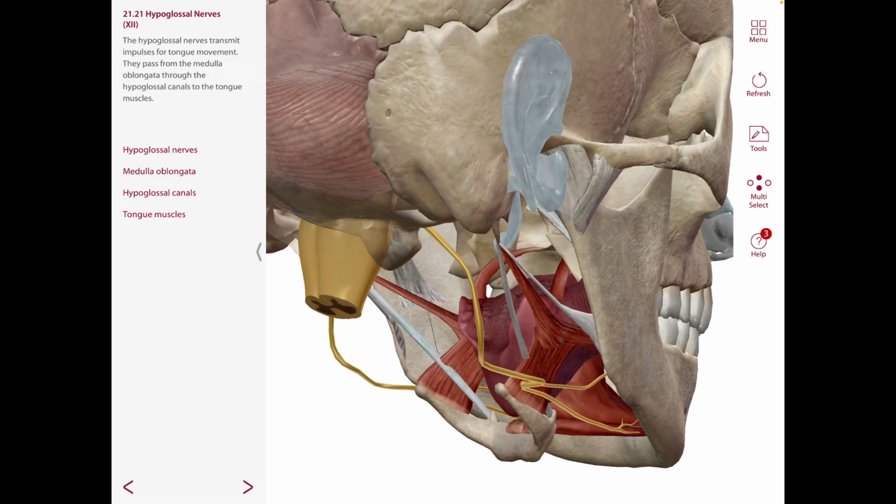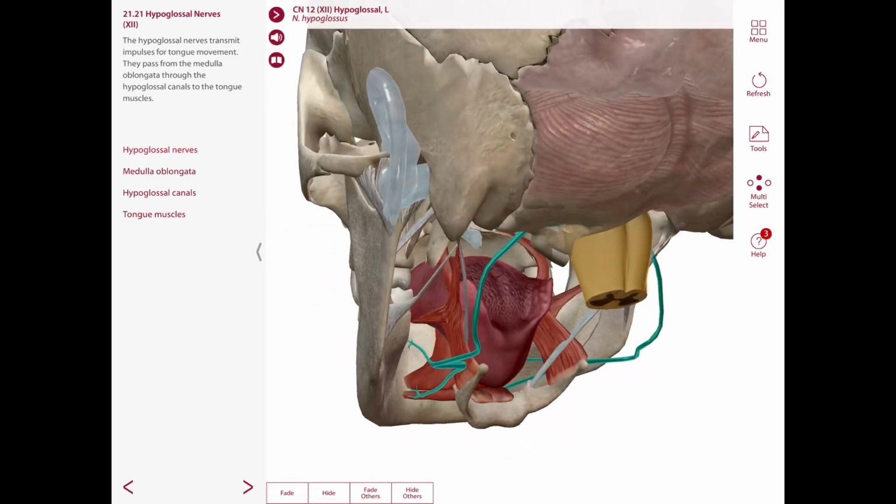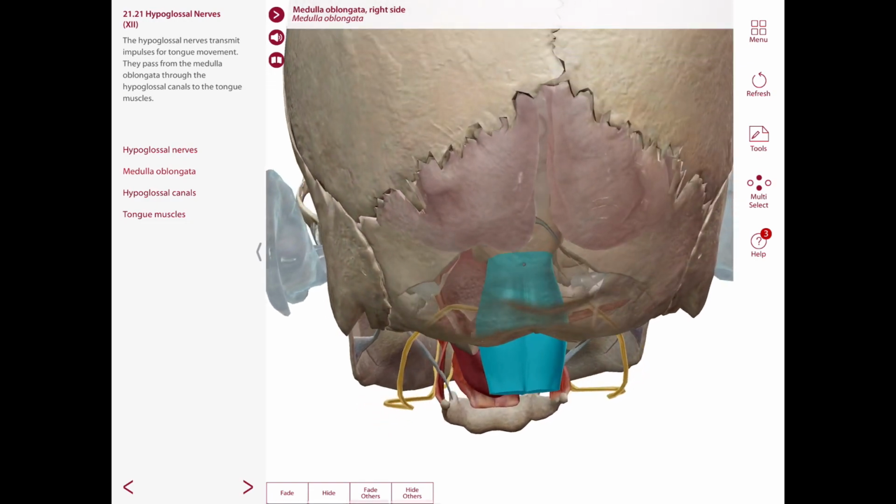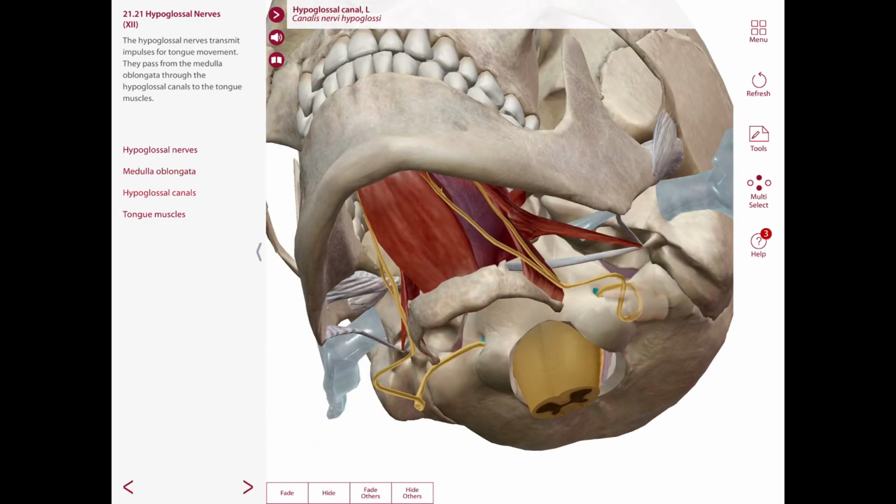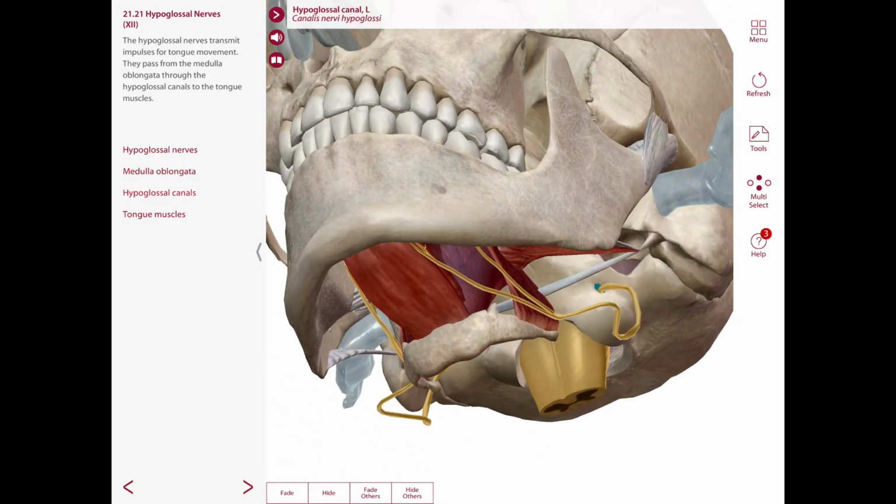Lastly, the other cranial nerve we're going to see in the area of the neck is the hypoglossal nerve, or cranial nerve number 12. The hypoglossal nerve contains motor fibers that supply all the muscles of the tongue except the palatoglossus. This nerve originates from the medulla oblongata, which is the structure right here, and it exits the skull via the hypoglossal canals, which are those canals you see in blue right there.